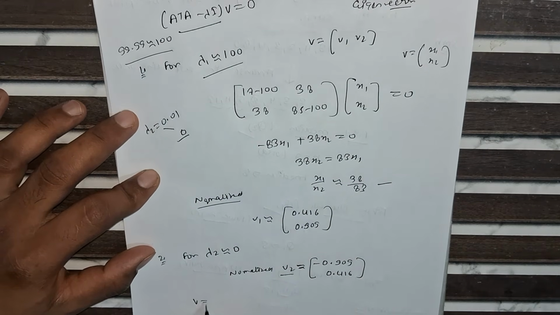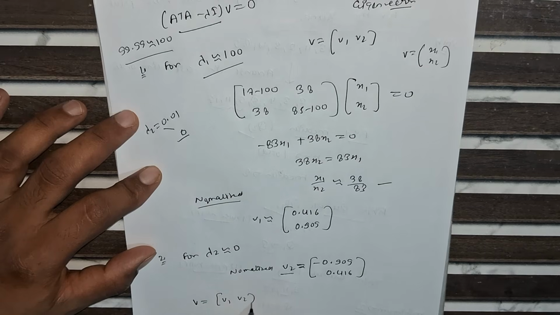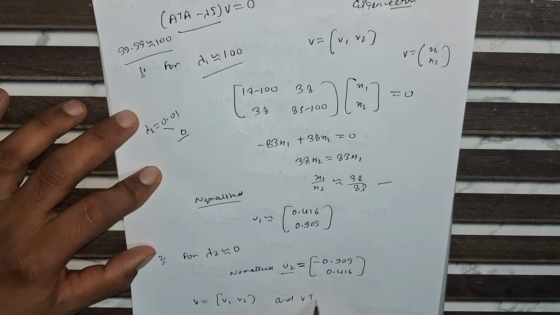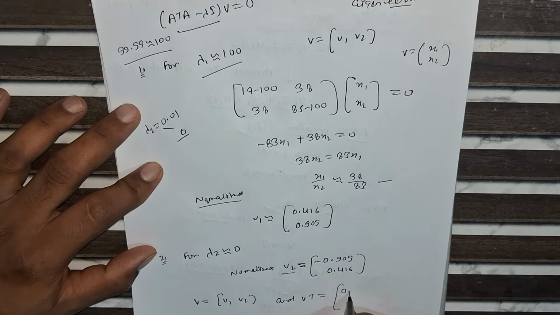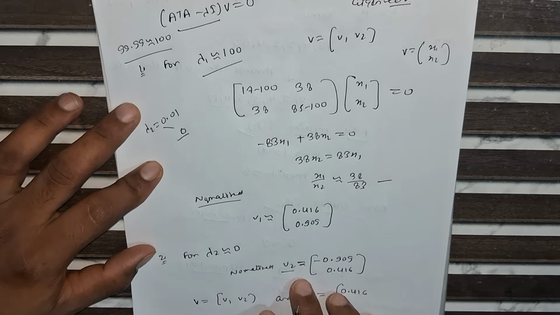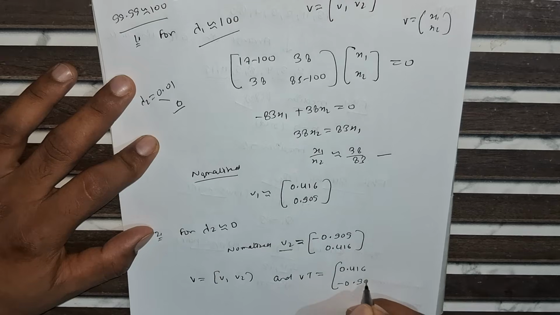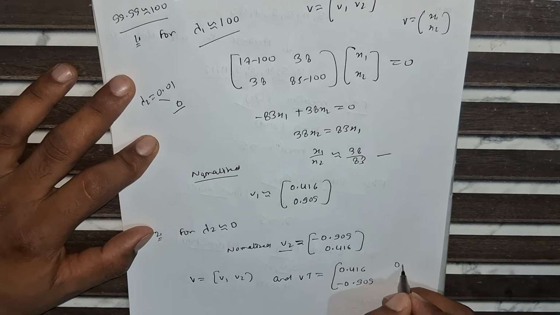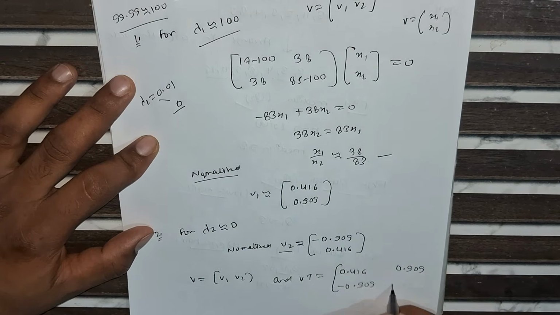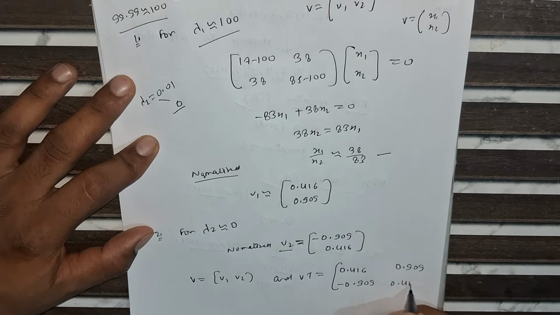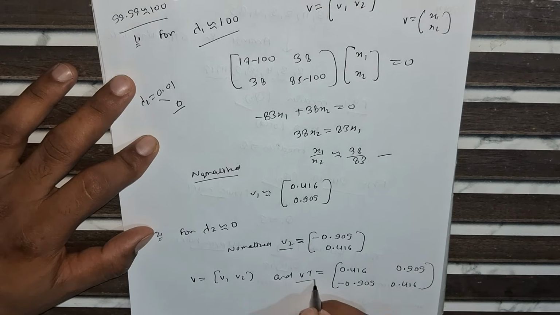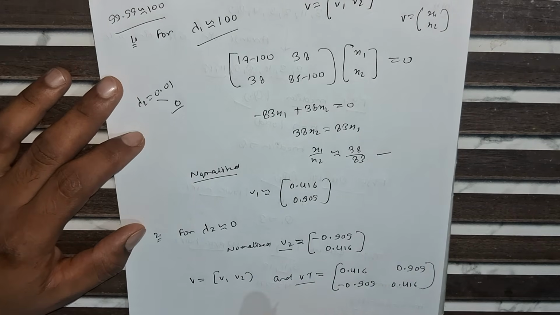So what is our V, which is our right singular vector, which is V1 and V2, and we need to find the V transpose, which is equal to 0.416, minus 0.909, and this is 0.909, and this is 0.416. This is our V transpose. Here our fourth step is completed.